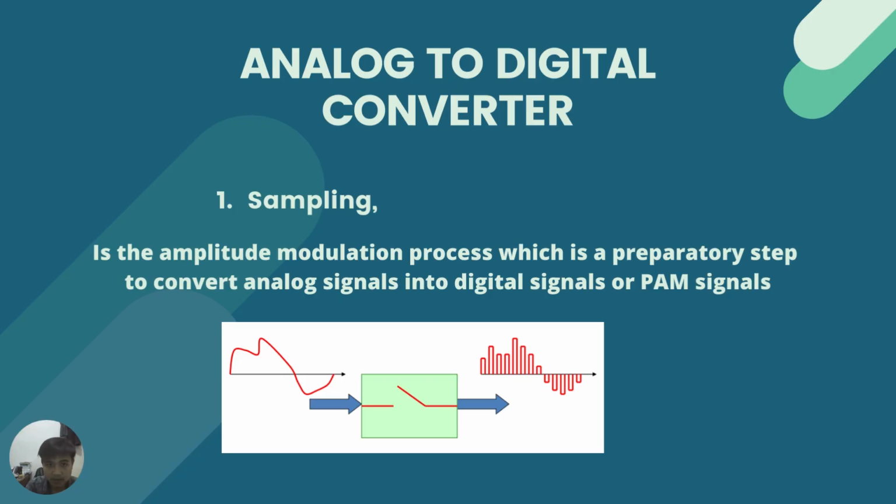Next, analog to digital. The first step is sampling. Sampling is an amplitude modulation process, which is a preparatory step to convert an analog signal into a digital signal, or PAM signal. This is the illustration of sampling. On the left side is the input analog signal, and then sampling acts as a kind of switching and produces a digital signal like this.